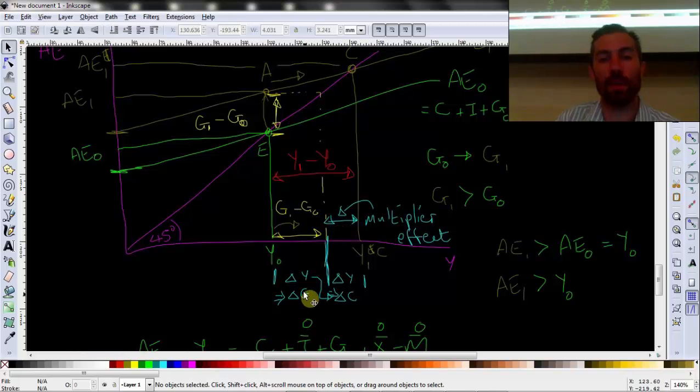In other words, because there was an increase in government spending, there was an increase in output to match that increase in government spending. However, that increase in output generated extra income, which led to an increase in consumption. That increase in consumption led to a further increase in output. That is called the multiplier effect. So the entire change in output is this distance Y1 minus Y0. This is our change in output, which is made up of an initial change in output to match the government spending plus additional induced changes in output because of a change in consumption.